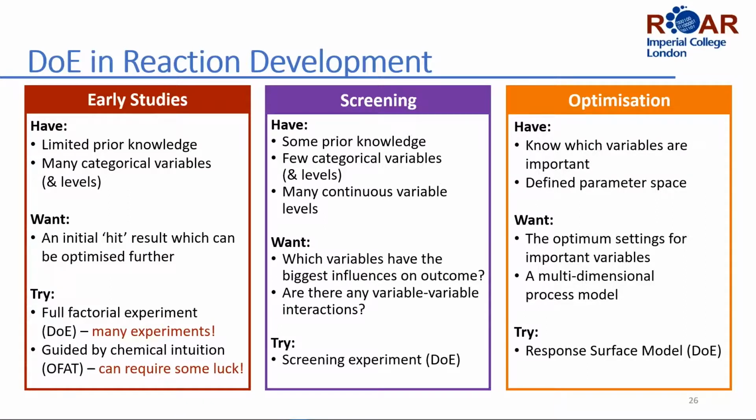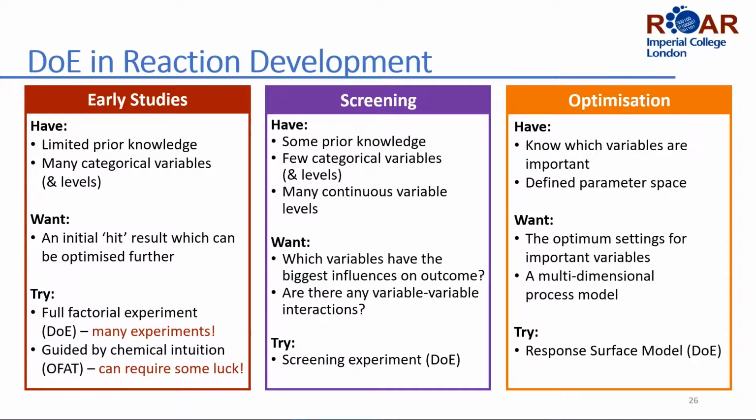early stage studies where we know very little about the system, and we've got many categorical variables, things like different catalysts, different solvents, different ligands. We want to test all these different things to try and find an initial hit which we can optimize further. In that kind of situation, I'm sorry, DoE's not going to be the magic bullet. It's not going to necessarily solve the problem for you.